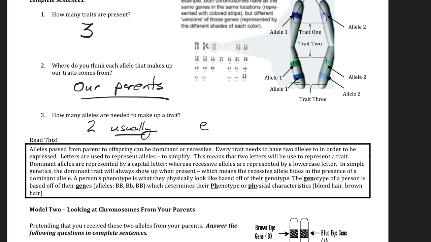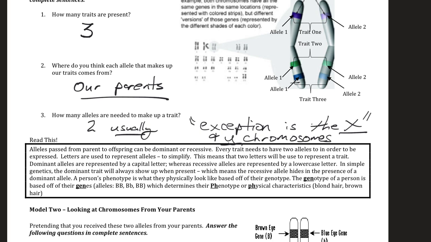The exception is the X chromosome. X and Y chromosomes. That's an exception. I need you to know that because an X and a Y have genes that you only need one.